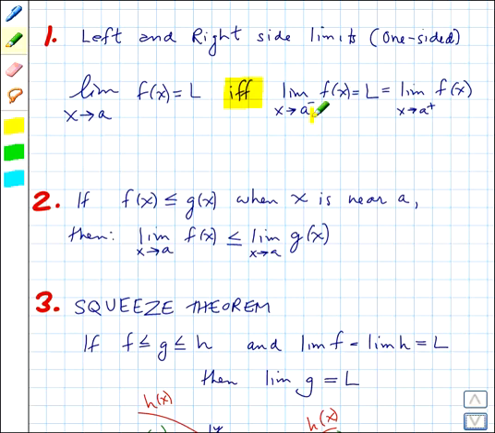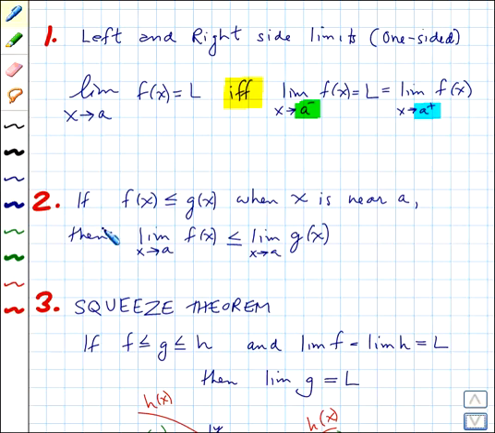of the function as x approaches a from below, that's the negative sign, is L, and that is equal to the limit of the function as x approaches a from the right or from above. Only when both sides of the limit are equal to L can we say definitively that the limit of the function as x approaches a is equal to L.